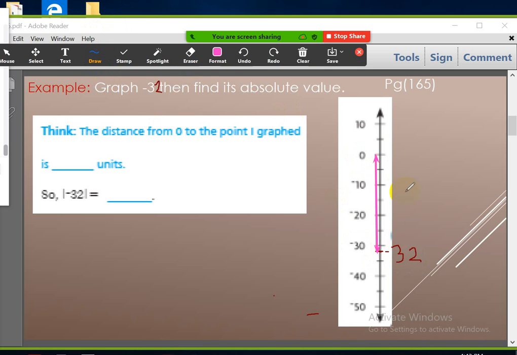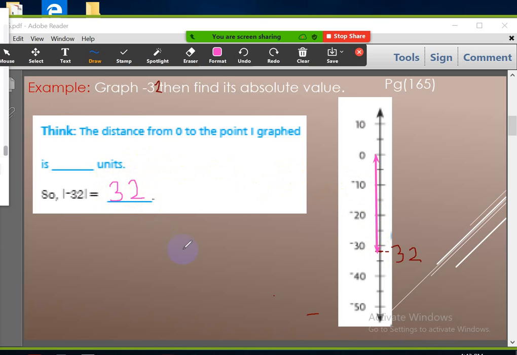The distance between the 0 and the point is what? I have to count it. Here, 10, 20, 30, and 32. So it will be 32 units. So it will be the same number, without the negative sign.